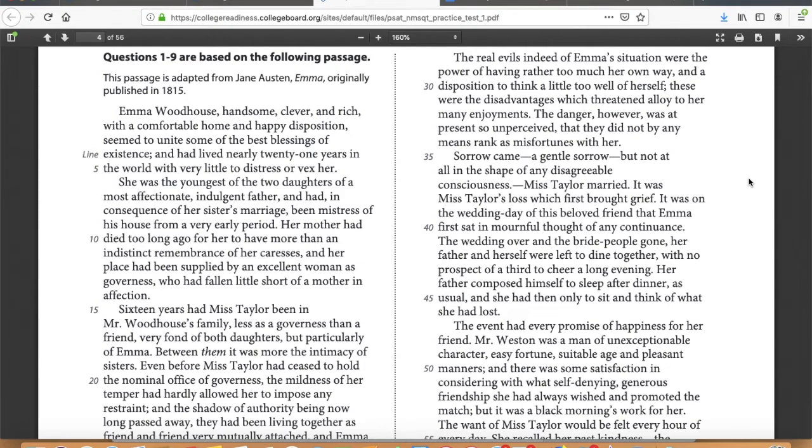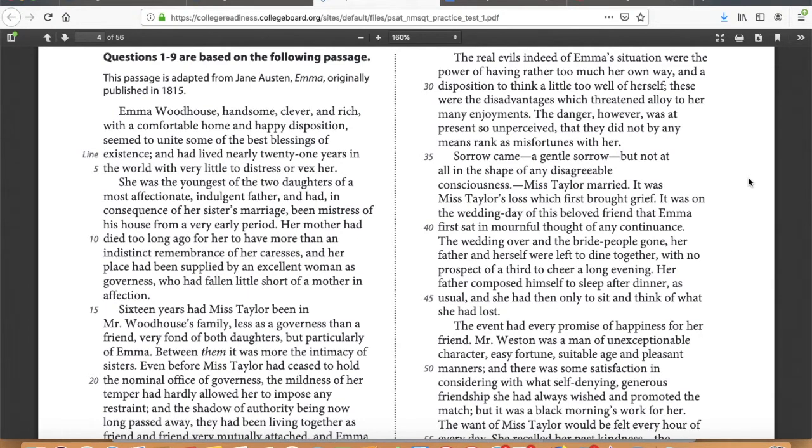Uncomfortable. I love in really old movies, people talk about how that soup did not agree with me. I don't know if you've ever heard that. That's a really interesting phrasing, right? But here disagreeable just means uncomfortable. So she's not fully aware of this. Not fully aware of it, it's a gentle sorrow. She's not in this tormented state or anything like that. She's not even fully aware of it. But this gentle sorrow came when Miss Taylor married.